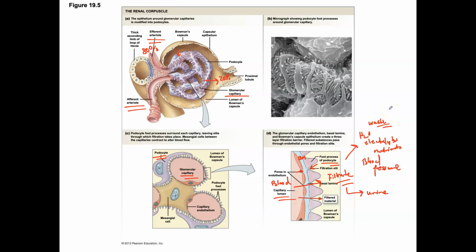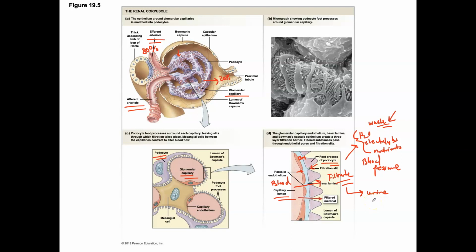But there are good materials, if you will, and there are bad materials, if you will, and we would want to keep a lot of these things. So a lot of the water and the electrolytes and the nutrients are going to be reabsorbed, and we're going to get rid of the waste material. So that's why filtrate and urine are not the same thing. There has to be a processing that takes place.